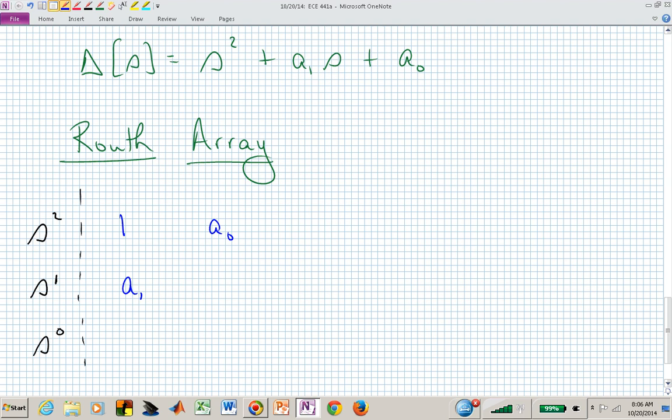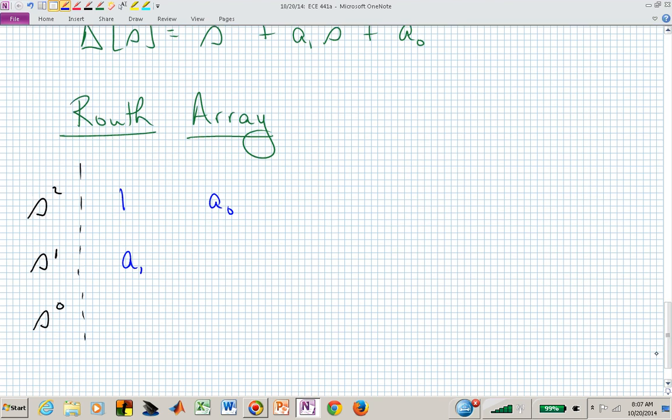I don't have a coefficient underneath a sub 0. That's okay. Now I want to build the last row in my Routh array, and how do I do that? It's sort of this backward determinant thing, isn't it? It's a1 times a sub 0 minus the product of 1 times nothing, so you just put a 0 there, divided by a sub 1.